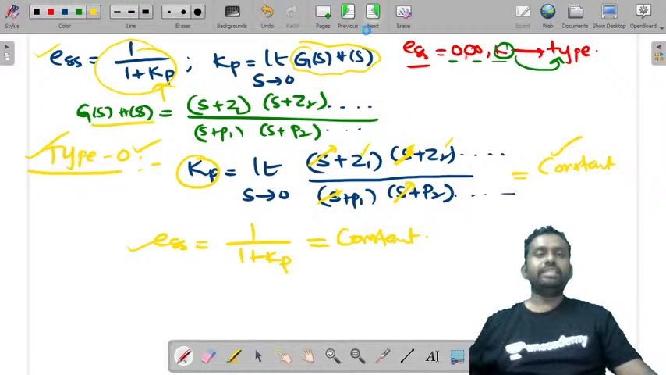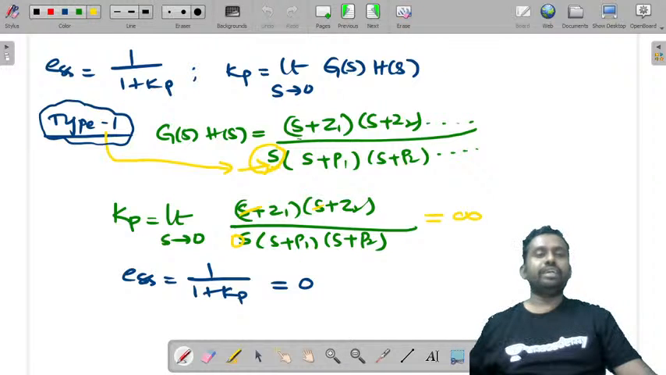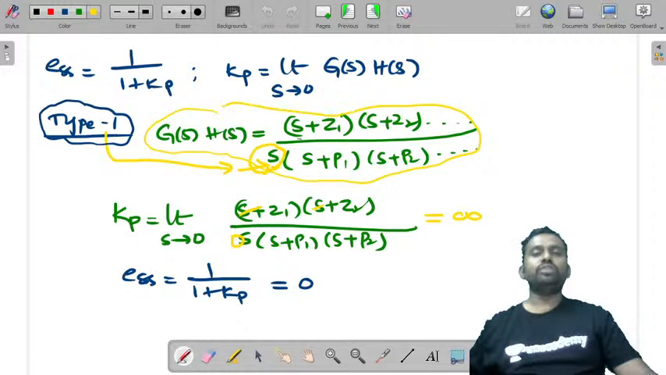Now considering the type 1 system, if you go for the higher order, this is the type 1 system, because you have one pole at the origin. Now when you substitute it in kp, that is, g of s into h of s, this s will become 0. So when this s is 0, kp value will tend to infinity. So when kp is infinity, 1 by 1 plus kp will give you 0. So the steady state error is 0 for type 1 system and step input.